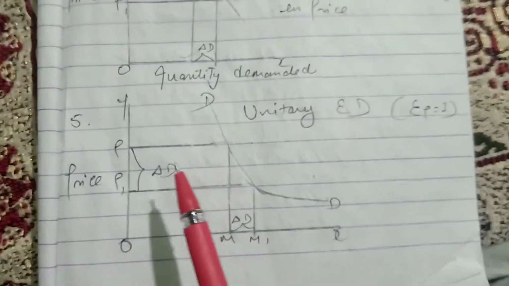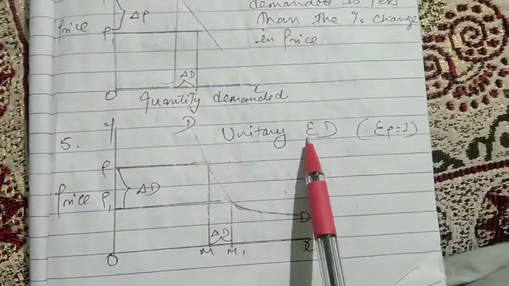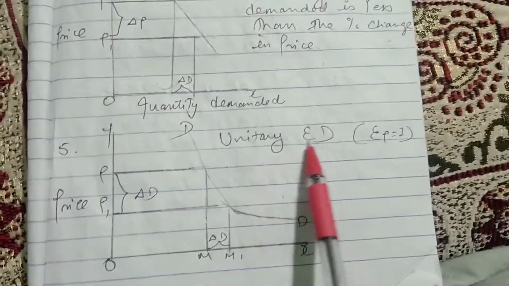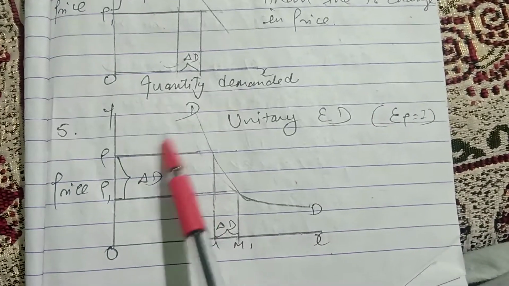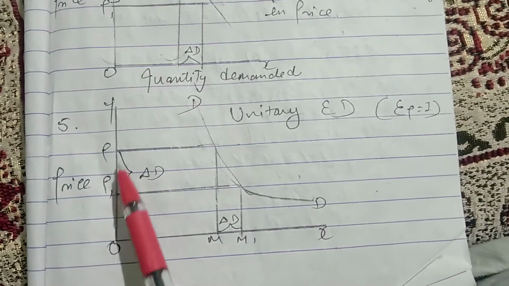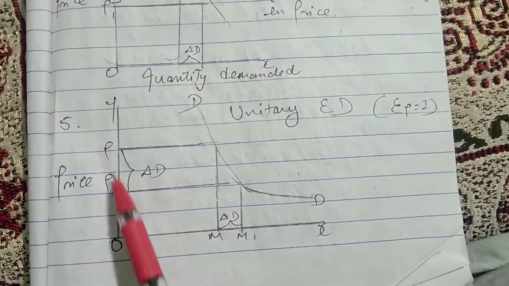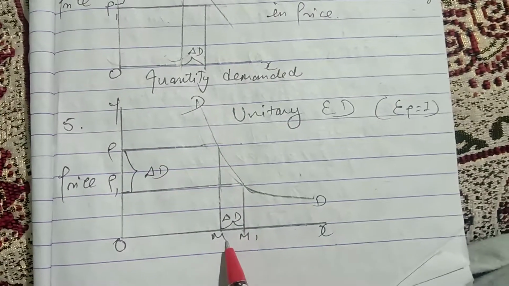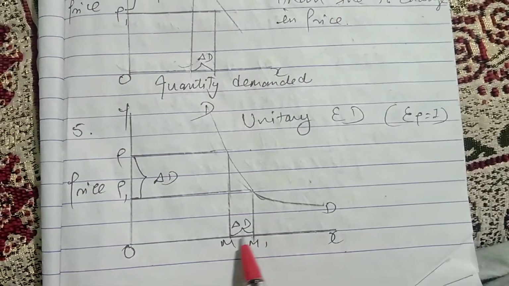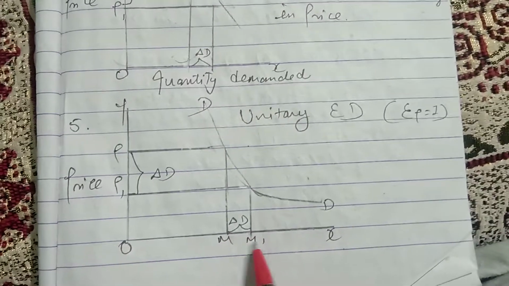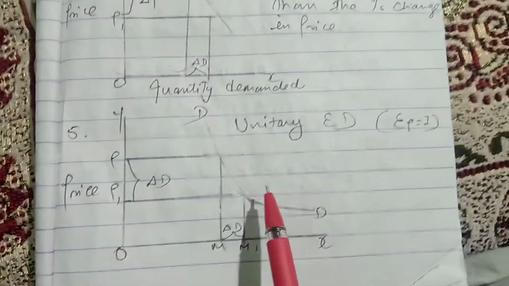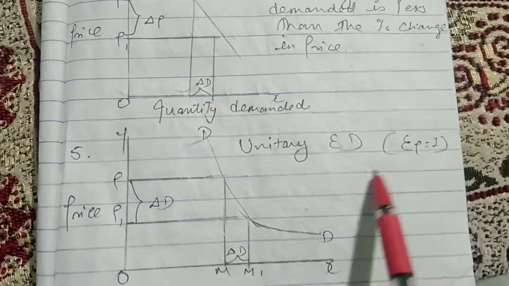Fifth, the last one is the unitary elasticity of demand. Here, as you can see, the price was earlier this and it moves to this, and the quantity shifted again to a very small portion. So here this elasticity is equal to 1.